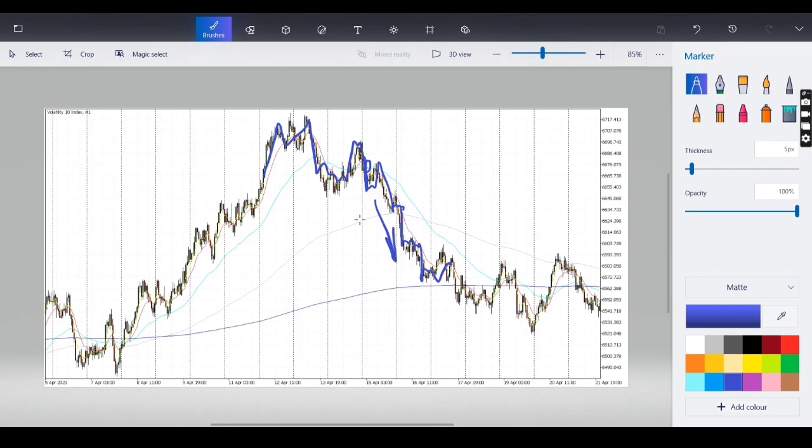Let me remove all those things there, so you now see that whenever you see a 13/50 cross, that is a level 1 being denoted there.